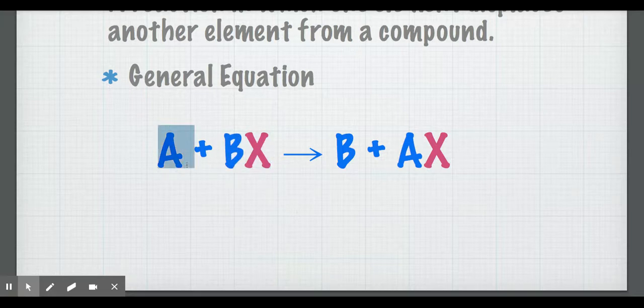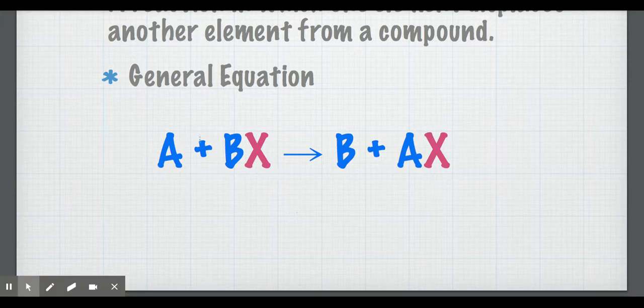So here we have a single element by itself, and over here we have a compound. Now over here, again, we have a single element by itself, and again, over here we have a compound. So we can see that what's actually happening is B is forming a compound with X. A is a single element, and it's going to come in and it's going to take B's place. So A is actually going to displace or replace B. Now you've got B all by itself, and A is now bonded to X.